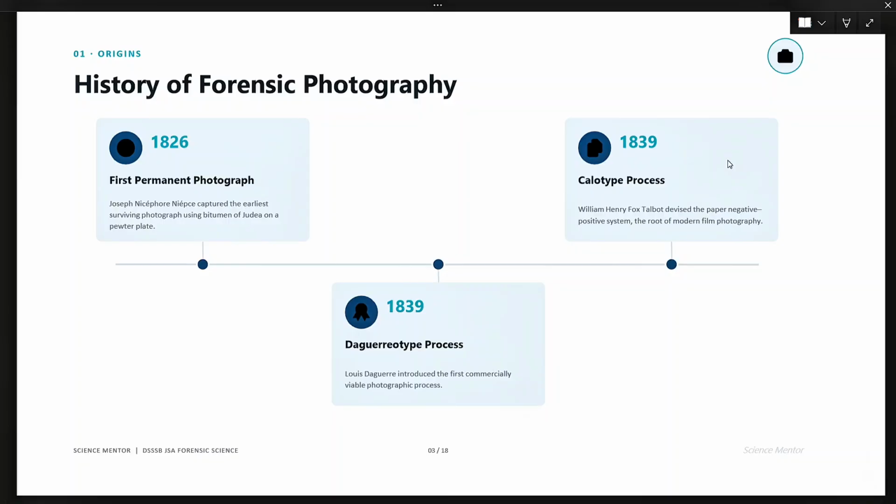Now we have to take a blank slide. I'm going to explain something. Okay, so let's take an add page.